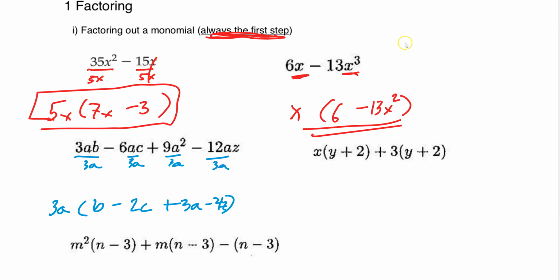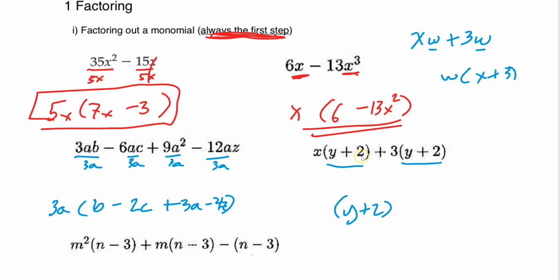And I guess let's go tougher. So before we do that, I always like to do this first. If I gave you xw plus 3w, and I said factor, you're like, oh, they both have a w. It's going to be x plus 3. But look at this one. What do they both have in common? The y plus 2. So you pull it out, y plus 2. What's left over is x plus 3.